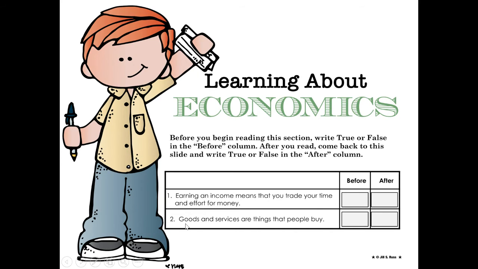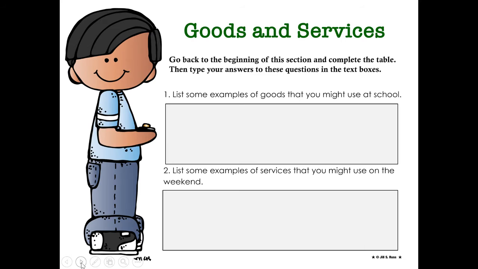The second statement says, goods and services are things that people buy. Do we buy goods and services? If you think it's true, write true. If you think it's false, write false. All right, and then you're going to answer some open-ended questions.